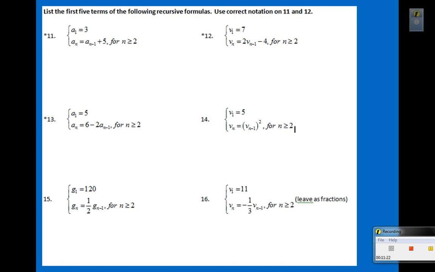Now number 11 is going to be tough for a second, so hang with me for a second. This is where we lost the class. As soon as they realized what it was, they thought it was really easy. Just realizing it is tough. This is what's called a recursive formula. In a recursive formula, they tell you the first term.